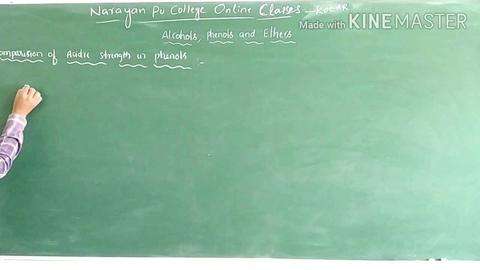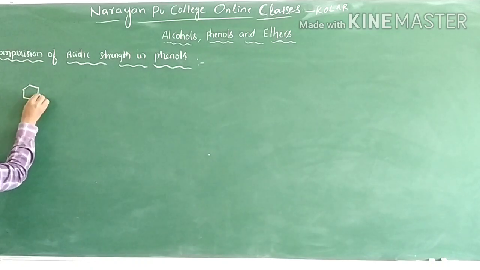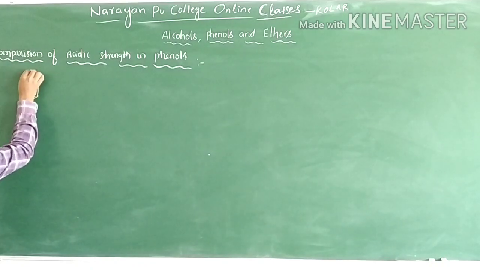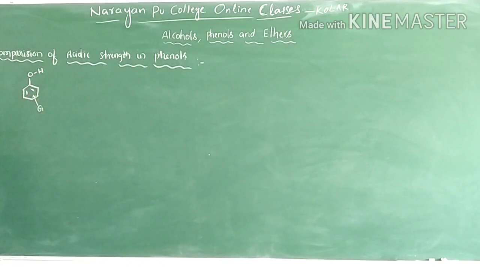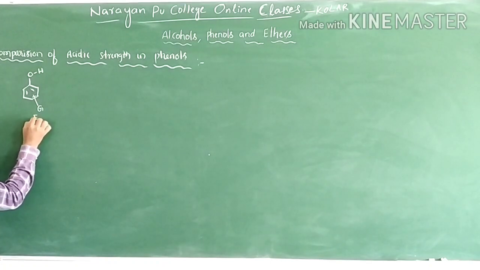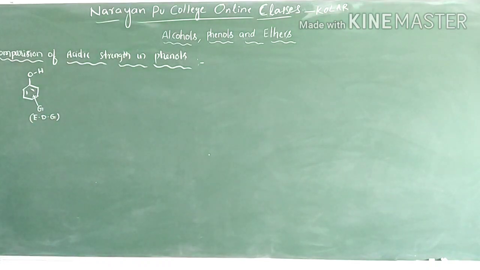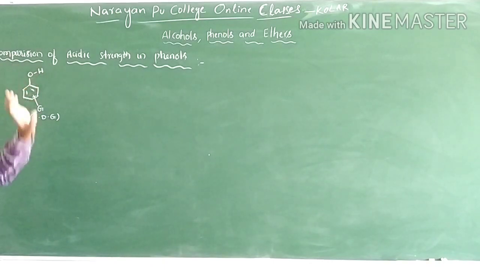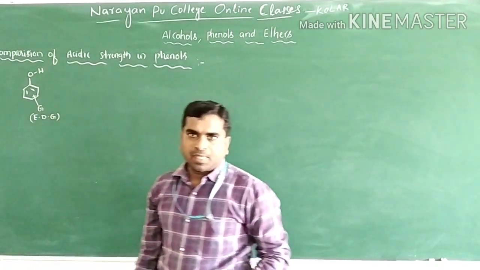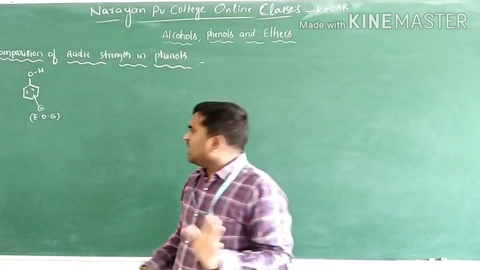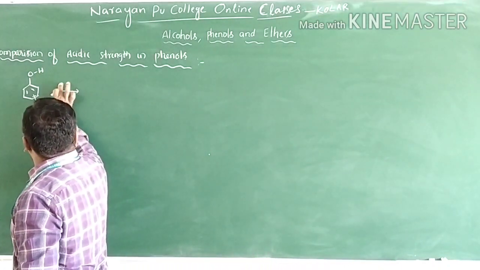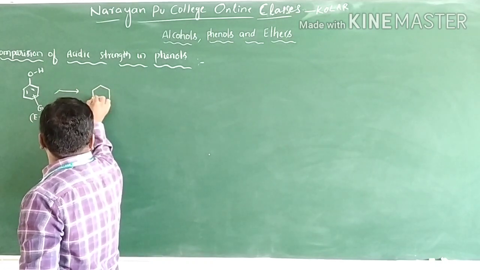Suppose first I will write here electron donating group, and here benzene and OH. This is phenol. Now just assume one group is present here. This G is an electron donating group. Whenever electron donating groups are present on the benzene ring, what will be the acidic nature of the phenols? First of all, whenever we study acidic nature, you have to write the anion of this compound.